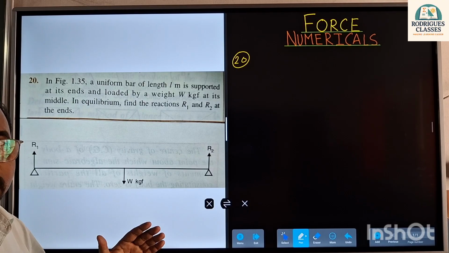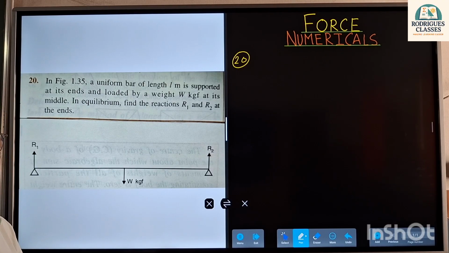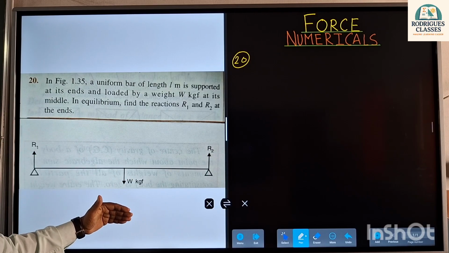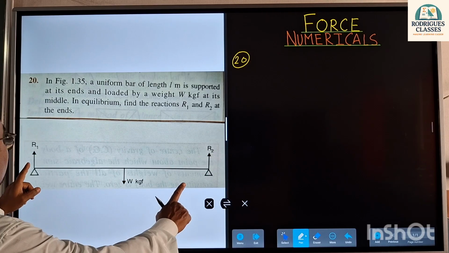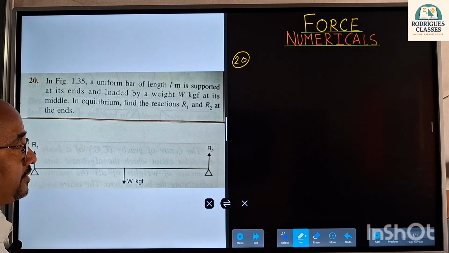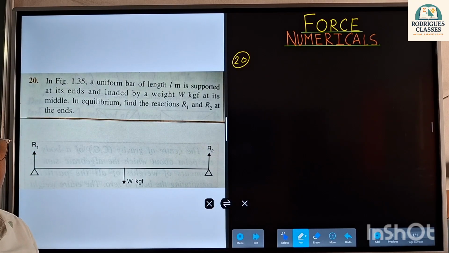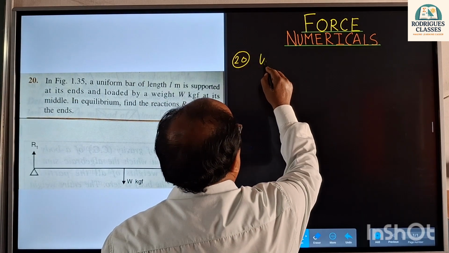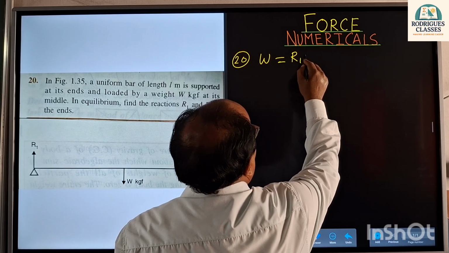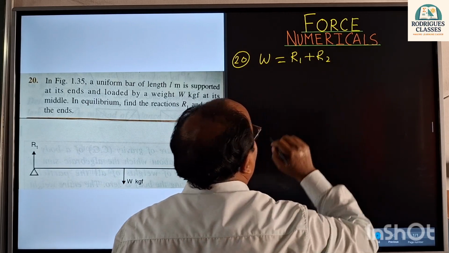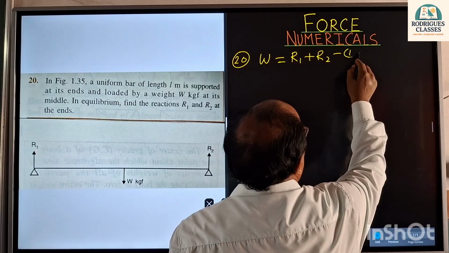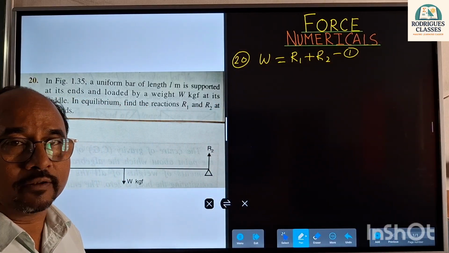But first of all, here we will relate the resultant of the forces which are acting here. Weight W is acting in the downward direction and the two reactions are in the upward direction. They are in balanced condition. So the total force in the downward direction should be equal to the total forces acting in the upward direction. That will help us get this relationship. W will be equal to R1 plus R2. I have named it as equation 1.